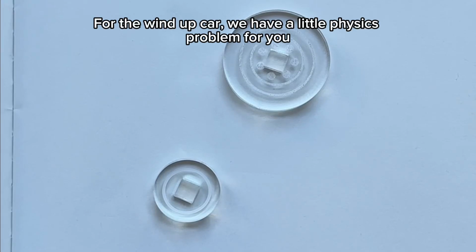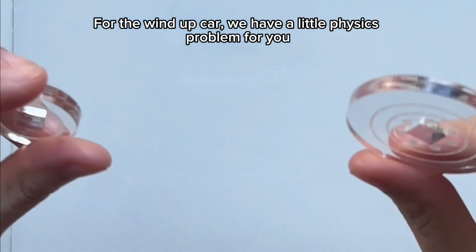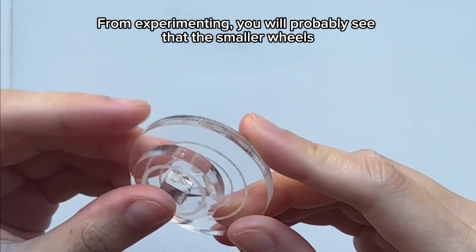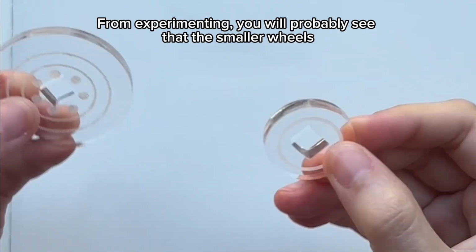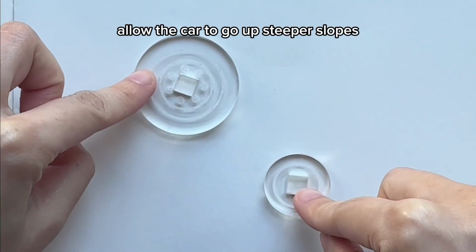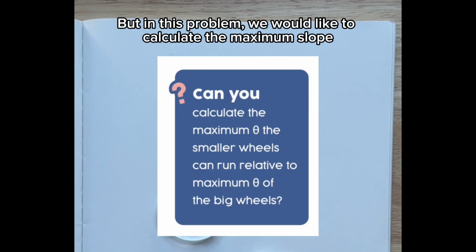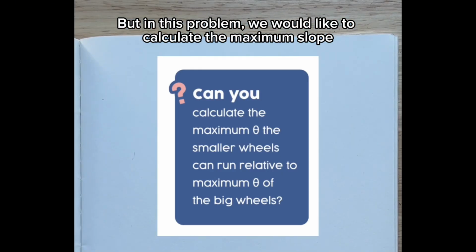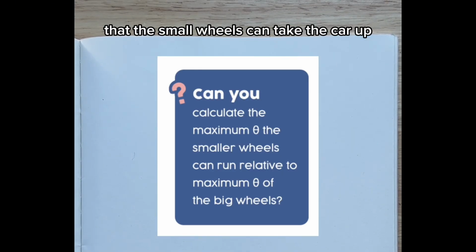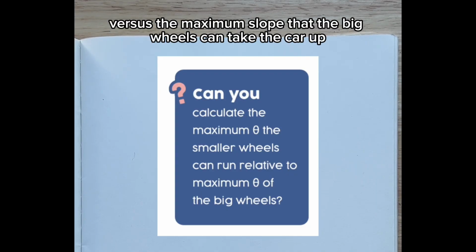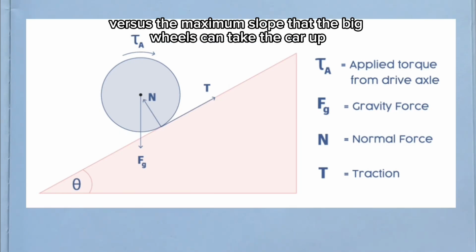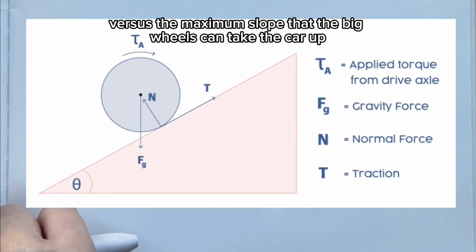For the wind-up car, we have a little physics problem for you. From experimenting, you'll probably see that the smaller wheels allow the car to go up steeper slopes. But in this problem, we would like to calculate the maximum slope that the small wheels can take the car up versus the maximum slope that the big wheels can take the car up.